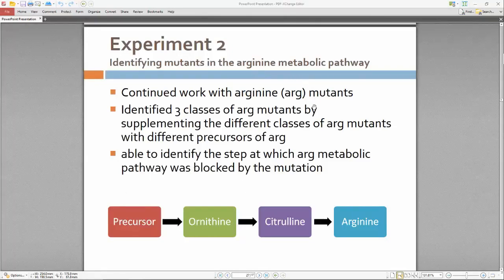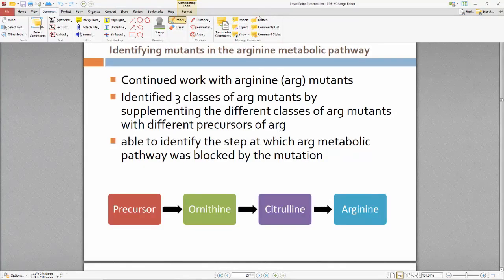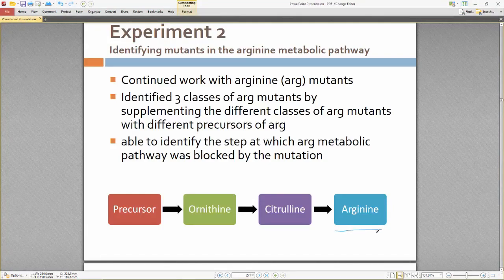They continued to work with arginine mutants, and they identified 3 different classes of arginine mutants by supplementing these mutants with different classes of basically different precursors of arginine. What a precursor is in a metabolic pathway, you have the final product, which is arginine, but you don't go from A, which is your original nutrient, to B, which is the final product immediately. There's a series of reactions and series of intermediate products that the organism needs to create to get to the final amino acid, which in this case is arginine. From the precursor to each of these steps is an enzyme, or an enzyme catalyzes the reaction.